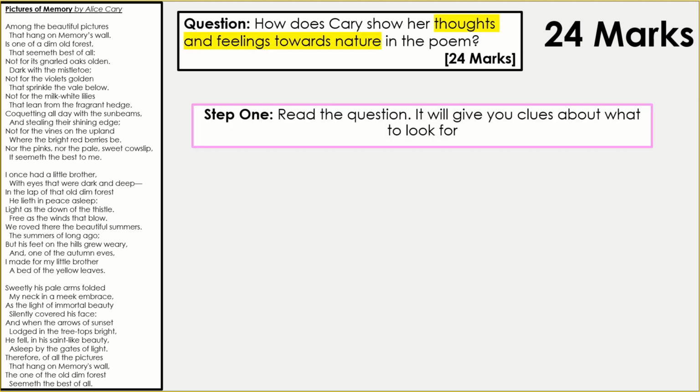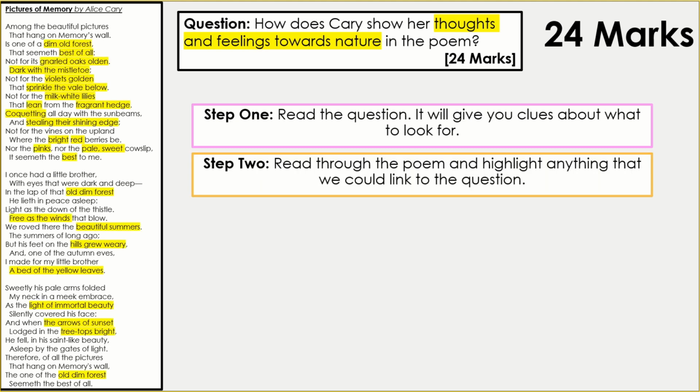So what's the first step? Well, the first step is to read the question so we know what we're looking for when we read the poem. So for this poem, the exam question is, how does Carey show her thoughts and feelings towards nature in the poem? 24 marks. Step 2, we know that the question's theme is thoughts and feelings towards nature, so now we read through the poem and highlight anything that could link to the question.